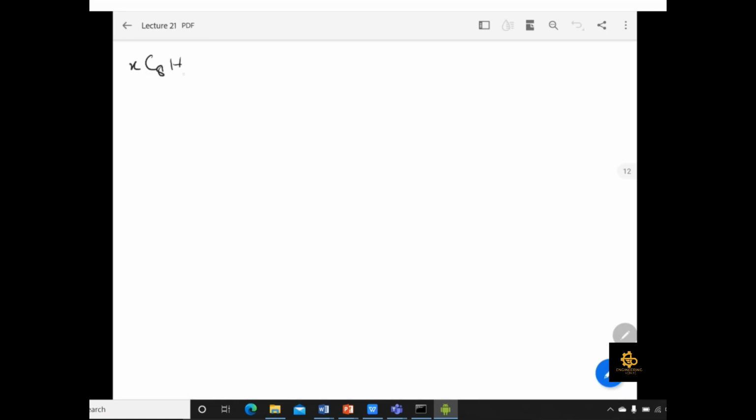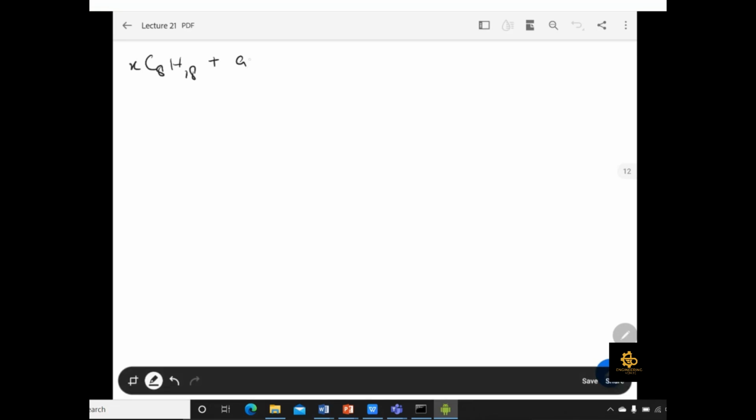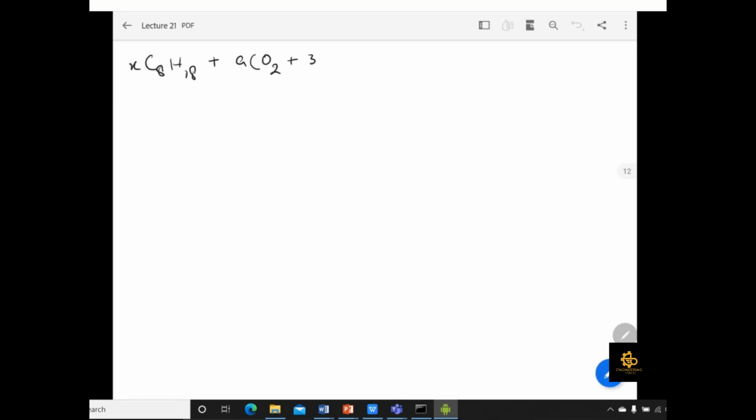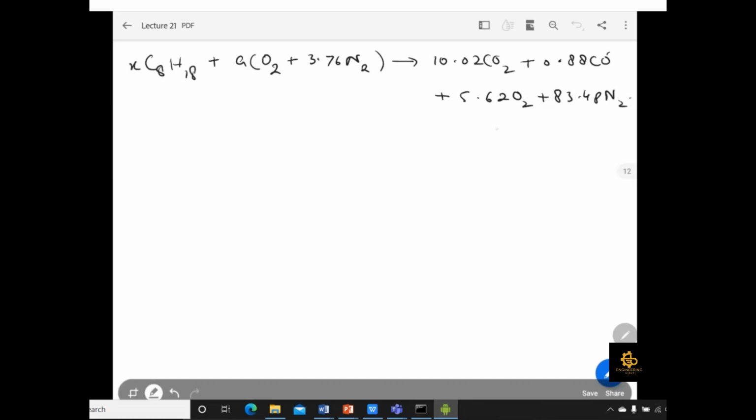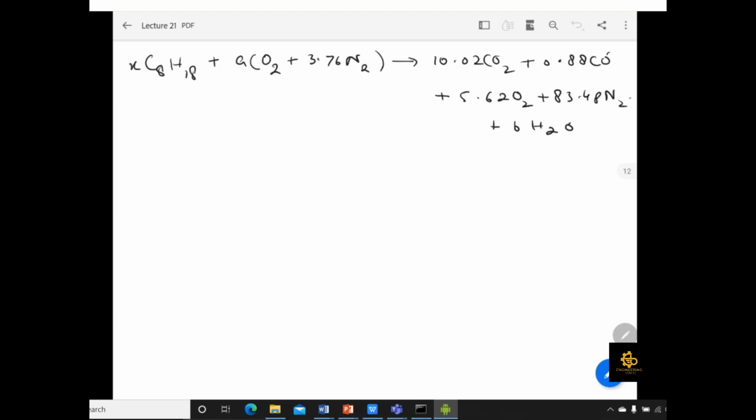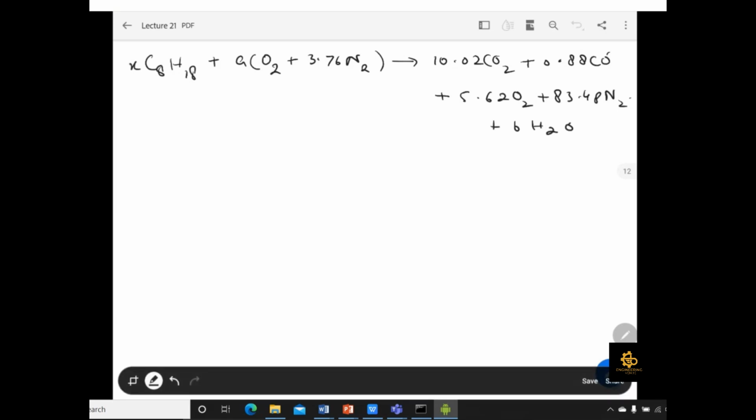Okay, so now based on this data, we can develop one equation, which is x number of C8H18, which is the fuel, plus a number of air, O2 plus 3.76 N2, and it gives 10.02% of CO2, which is mentioned in your problem statement, plus 0.88 carbon monoxide, plus 5.62 O2, plus 83.48 N2, and plus b H2. Okay, now this is the equation.